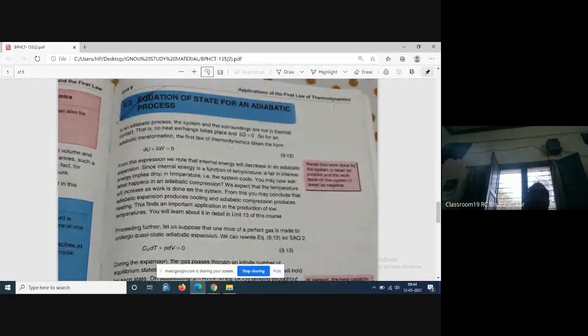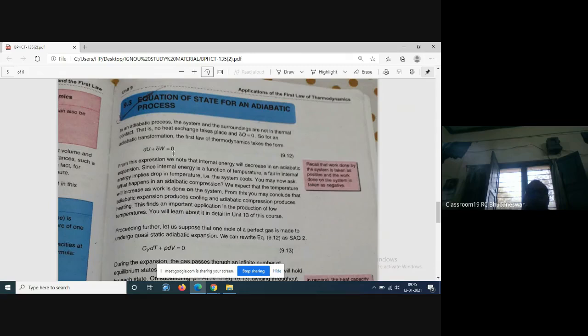Now this is the equation of state for an adiabatic process. And we say in case of adiabatic process, there is no change of heat. Now see, this is an application of the first law of thermodynamics also here. When there is no change of heat, del Q equal to 0, right? And from the first law of thermodynamics, del Q equal to dU plus del W. This is equal to 0.